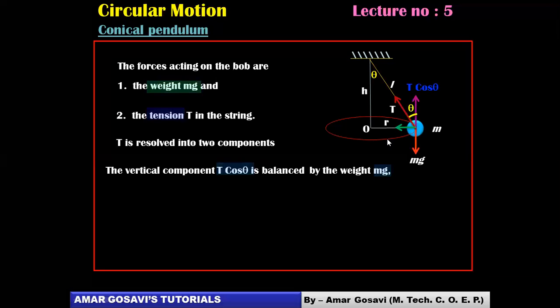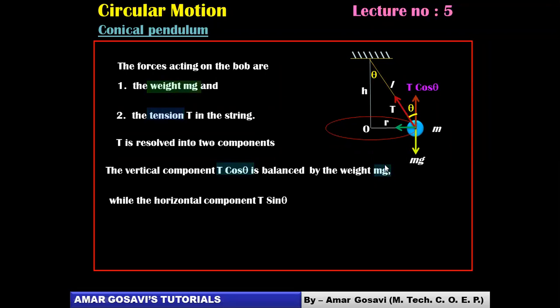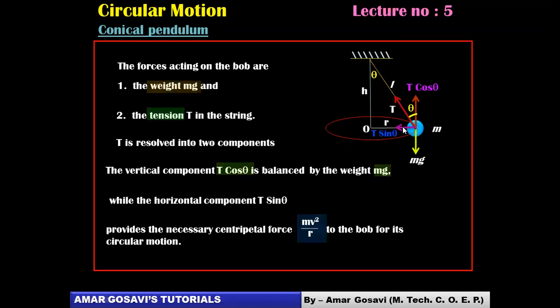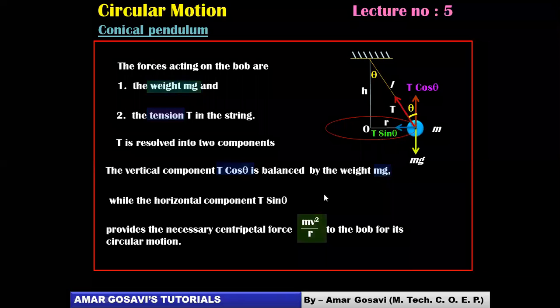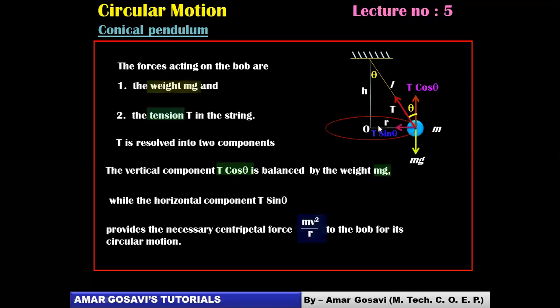The second component of the tension will obviously be T sine theta, and you can observe how it's located. Here in the diagram, the other component, the perpendicular component, is T sine theta, and this T sine theta is actually providing the necessary centripetal force, that is mv square by r. So the component T sine theta is providing the necessary centripetal force. You all know centripetal force is a force which is directed along the radius towards the center. So this T sine theta is providing that centripetal force.